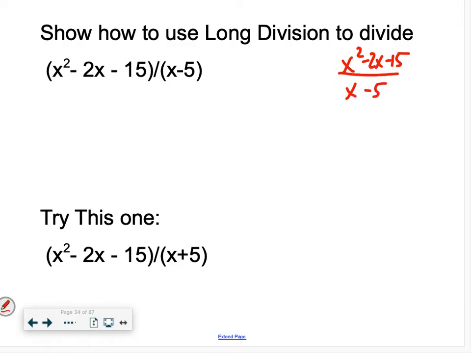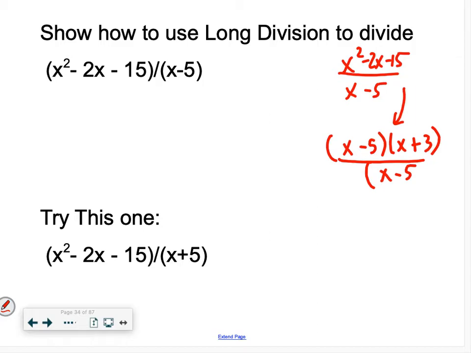Now, I know what the answer is going to be. If I rewrite that numerator in its factored form, I can see what the answer is going to be. When I divide x squared minus 2x minus 15 by x minus 5, if I factor the numerator, I can see that the x minus 5s are going to cancel. So the answer to this should be x plus 3.